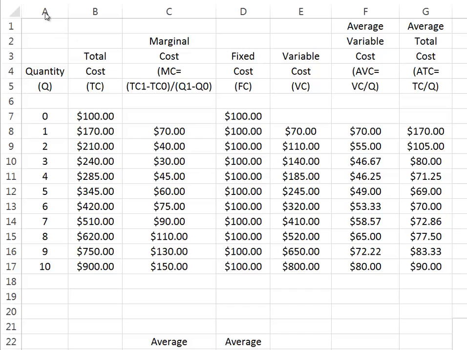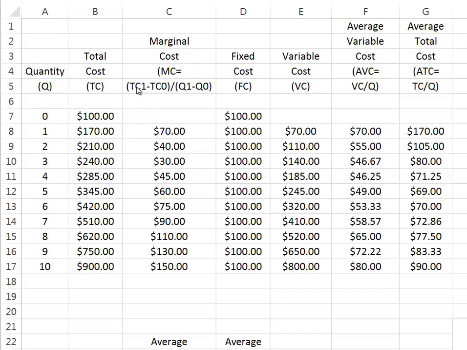In column A, we have quantity. I just started at zero output, up to 10 units of output of whatever product this is. Total cost I just set up so it corresponds with these outputs. Then our next row is marginal cost. Total cost would be our fixed cost plus our variable cost. Well, if you're not producing anything, we assume there's no variable cost. So 100 should be 100 over here.